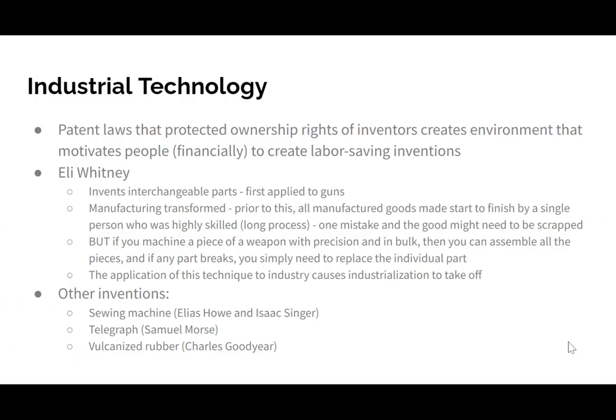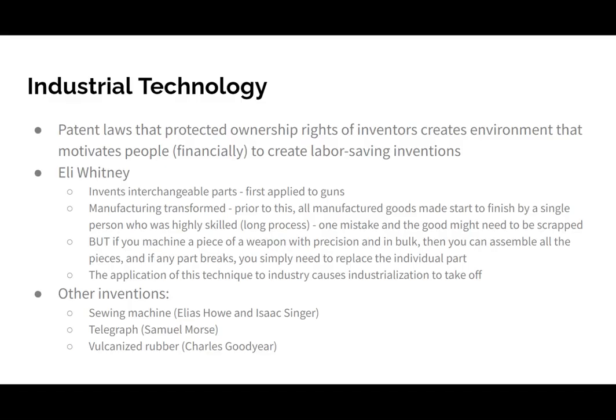So start with industrial technology. I already mentioned the patent laws that motivated people to create these labor-saving inventions. Eli Whitney's a pretty familiar name. You may recall when we talked about the invention of the cotton gin in the previous unit. Eli Whitney also invented interchangeable parts, which were first applied to guns. Interchangeable parts were essentially parts that were machine-made and absolutely identical to each other.